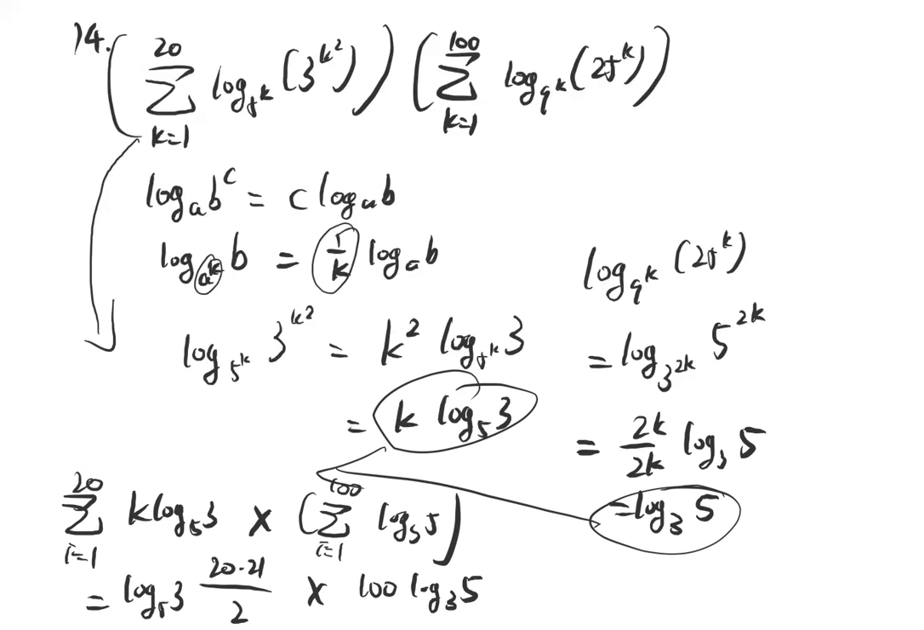And we know log 3,5 and log 5,3 are basically reciprocals of each other, so we cancel them out. And we cancel this out, so we get 21,000 as our answer.